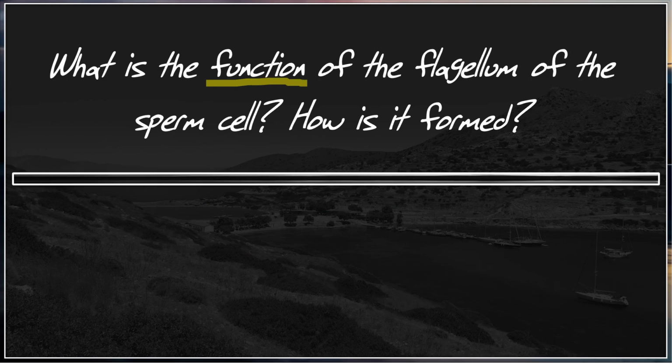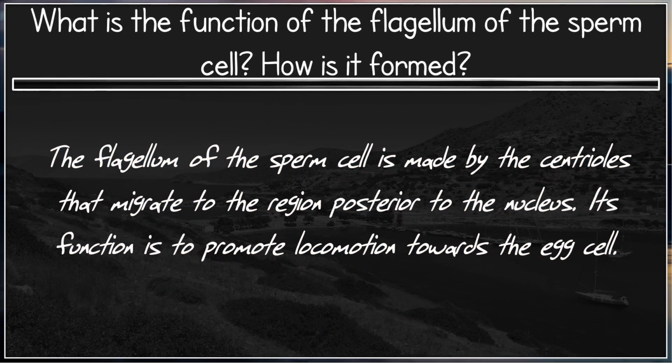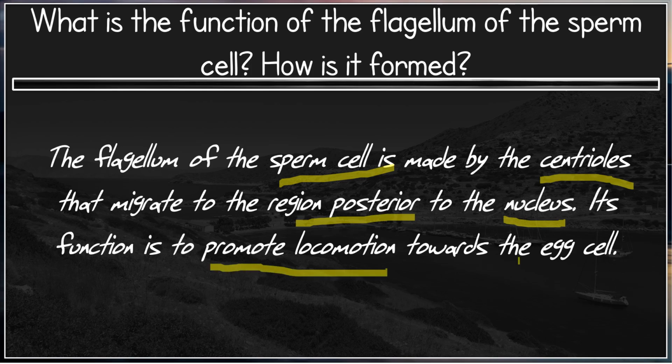What is the function of the flagellum of the sperm cell? How is it formed? The flagellum of the sperm cell is made by centrioles that migrate to the region posterior to the nucleus. Its function is to promote locomotion towards the egg cells.